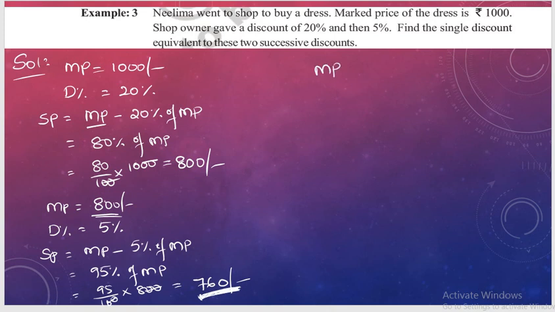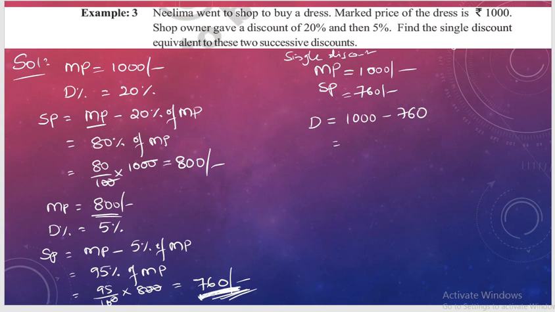He is asking about the single discount now, so we are going to find out this single discount. To find the single discount, what is the market price? Market price is 1000 rupees. Now what is the selling price? Selling price is 760 only, no? Now what am I going to find? I am going to find the discount here. Discount is equal to 1000 rupees minus 760 rupees. 1000 rupees minus 760 is nothing but how much? 240 only, no?